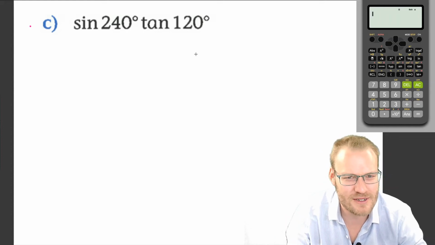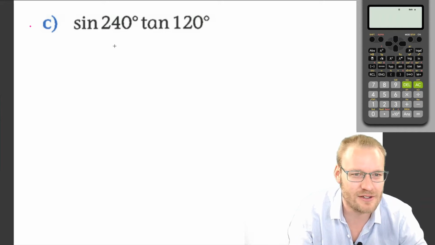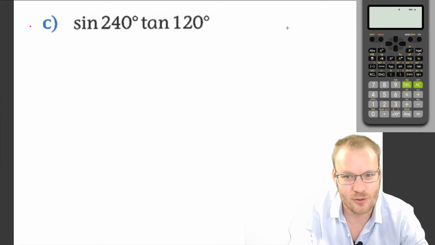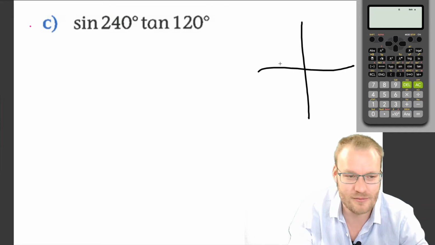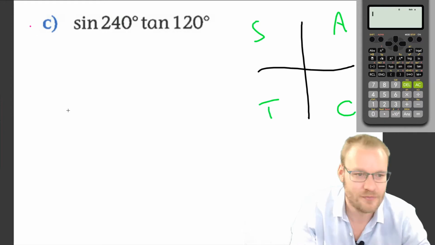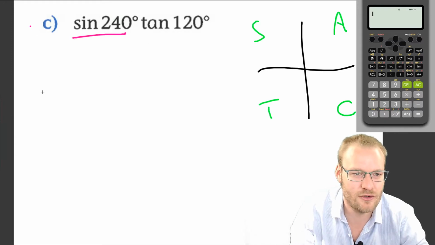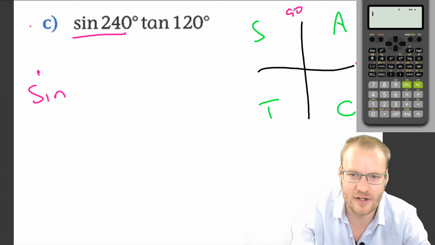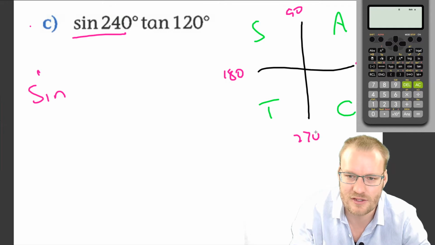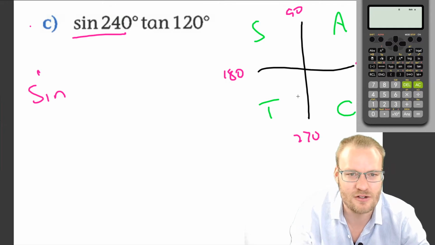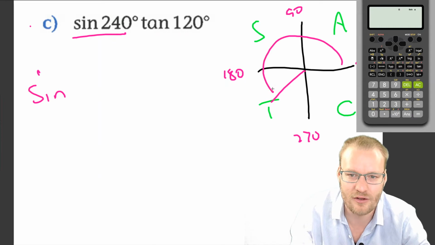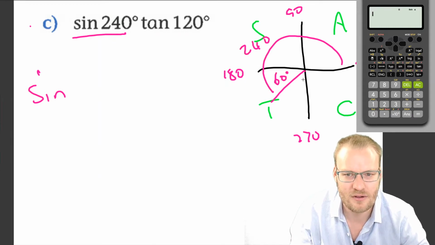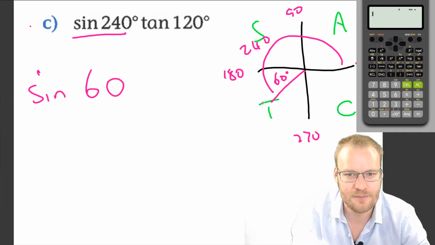Sine 240 times tan 120. This looks a whole lot easier, doesn't it? So sine 240, always CAST diagram, ready to go. I'm going to be lazy and just go CAST and say, okay, sine 240, that's the same as sine of, well, where's 240? 0, 90, 180, 270, 360. 240 is down here somewhere, so if that whole thing's 240, then this little bit is 60. So this is the same as sine 60.